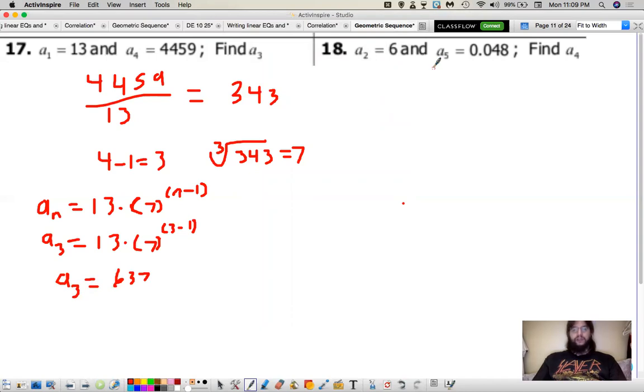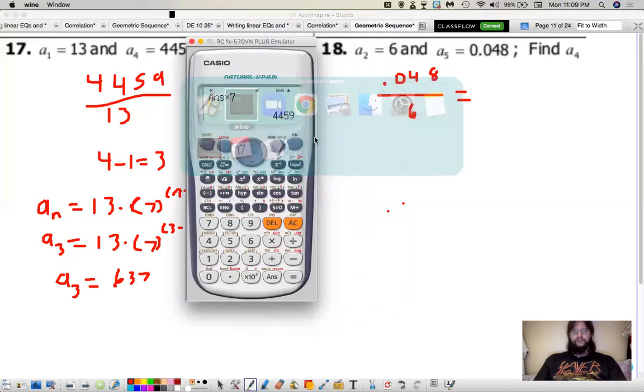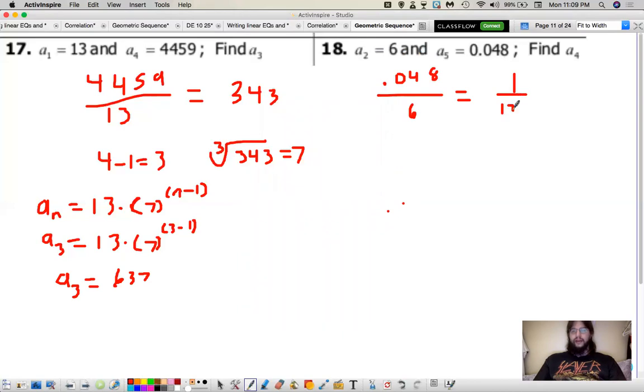Now this one's even more interesting. We're not given A1, we're given A2 and A5. So the process to start with is the same. We're going to take where we ended up at, 0.048. Okay, divide that by where we started. Let's see what kind of madness we come up with here. One over 125. I recognize that as powers of 5 and 1.